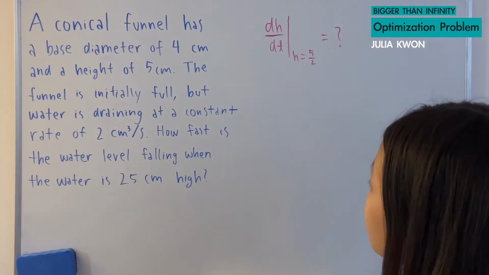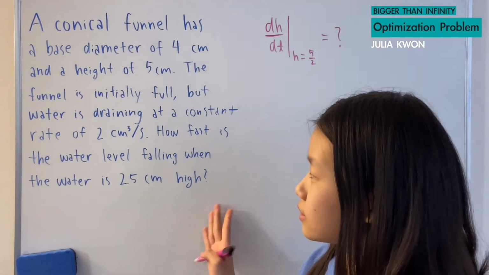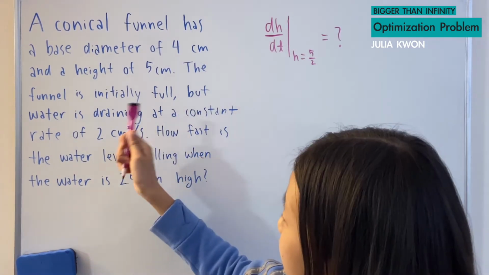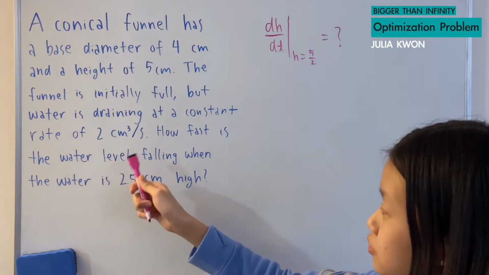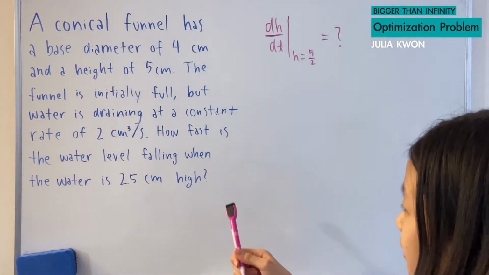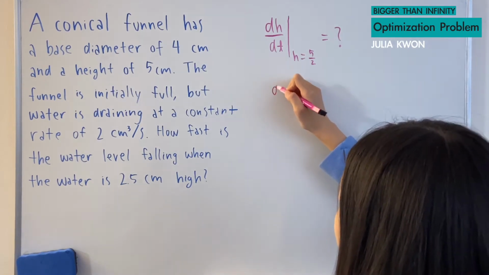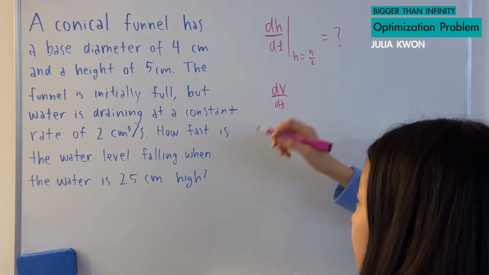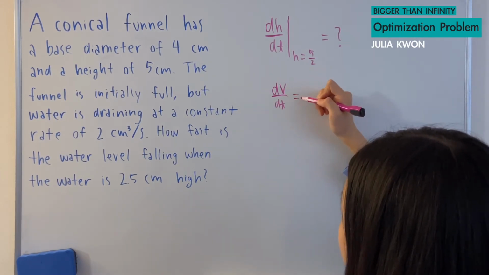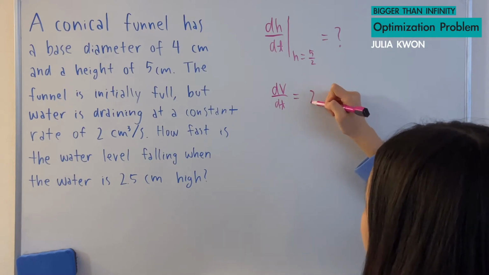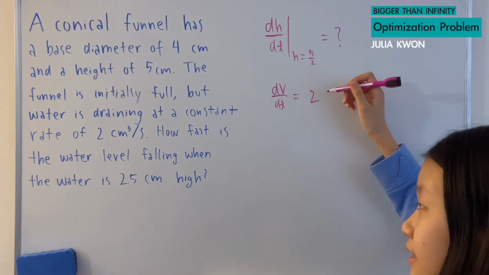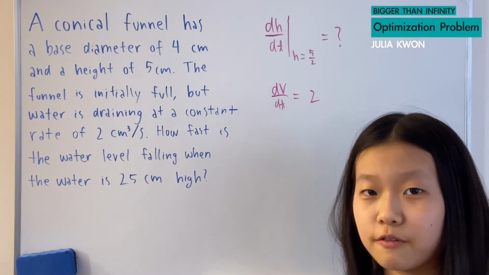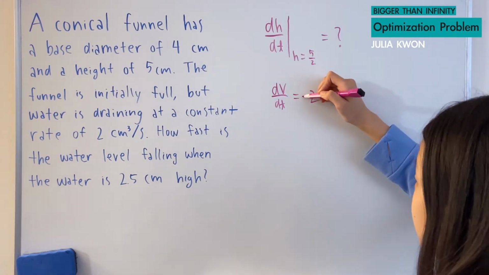Also, we can find another thing that we can use when solving this problem. Here it says the water is draining at a constant rate of 2 centimeters per second. And that tells us that the volume inside the conical funnel is draining at a constant rate of 2 centimeters per second. But since it is draining and not flowing into the funnel, it's going to be -2.